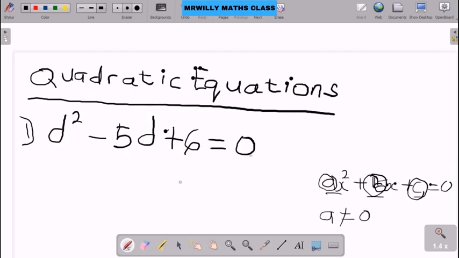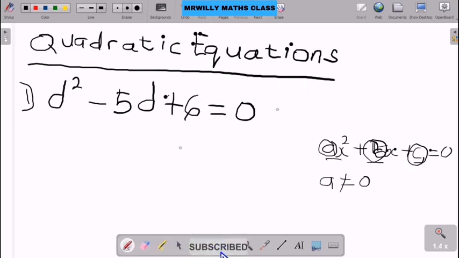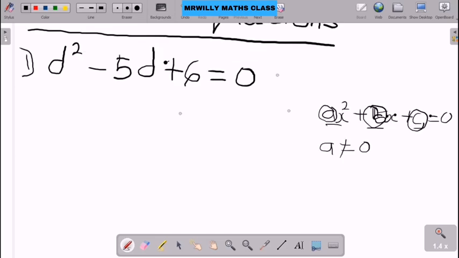So the first example says d squared minus 5d plus 6 equals 0. If you want to use the factorization method, the first step is that the algebraic equation must be arranged in the standard form. And the standard form is ax squared plus bx plus c, where a and b are coefficients and c is a constant. The question here is already arranged in the standard form of a quadratic equation, so we don't need to do any other arrangement.